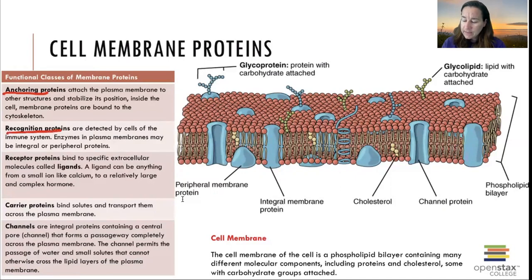Recognition. So these guys are going to be detected by the immune system. So we're going to go into the immune system in AP2, where we'll talk about there are cells patrolling around here, white blood cells patrolling around your body all the time, looking for things that don't belong. If you are not supposed to be there, then that white blood cell is in charge of taking you out. So we have proteins that are out there saying, I am you, I am self, I am part of you, don't eat me. And those are recognition proteins. They help with that.